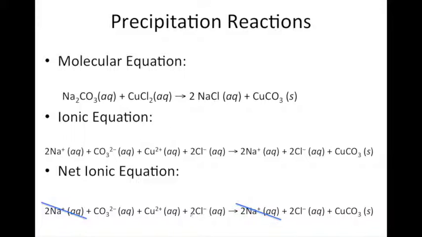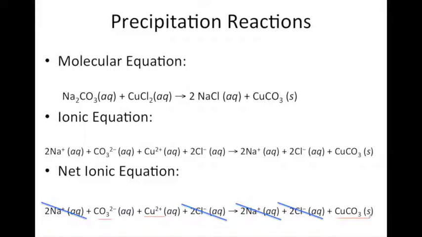Other than that, we have the chloride ions. We have 2 moles of aqueous chloride ions as a reactant and 2 moles of aqueous chloride ions on the product side. Again, those are aqueous on both sides. They did not react. So those are spectator ions, and we can cross those out. The carbonate ion and the copper 2 ion did combine to form an actual product that precipitated out. So those are not spectator ions since they did actually react.